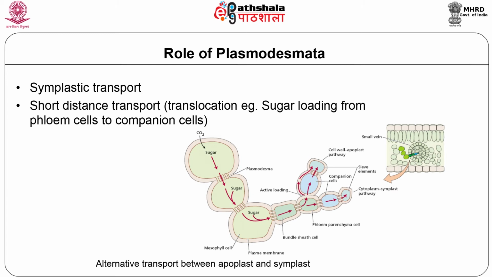A wide range of plasmodesmatal morphologies have been observed, differing in length and in the size of the central cavity. This helps mostly in the transport of water and solutes from one cell to another cell through the plasmodesmata.